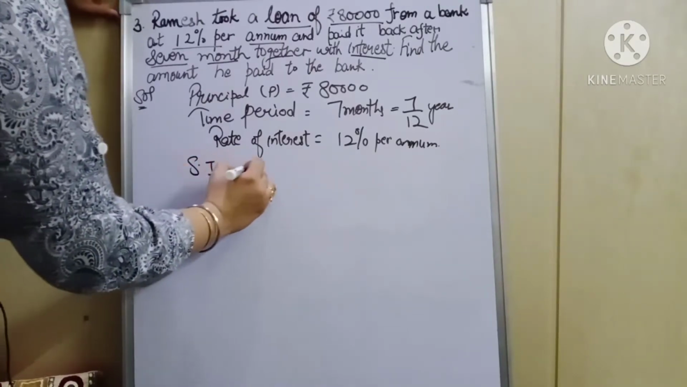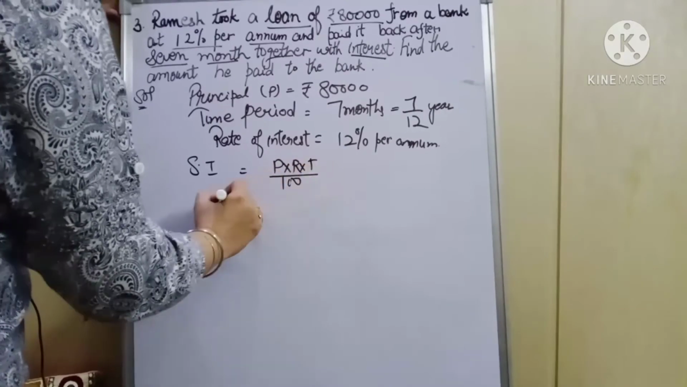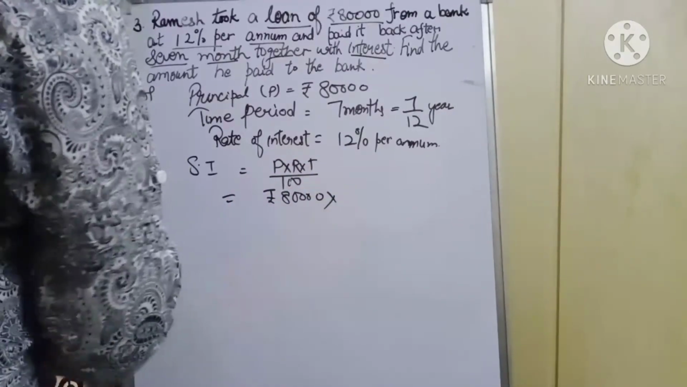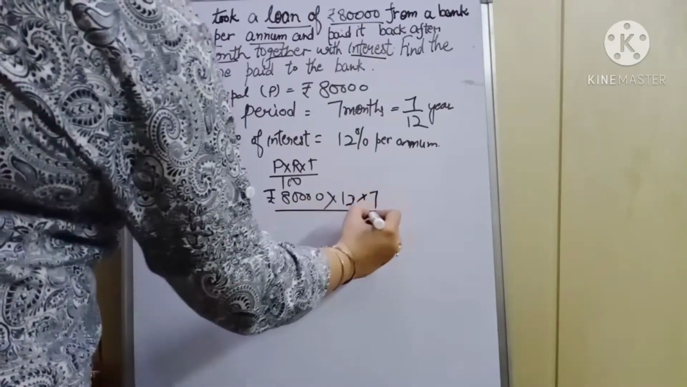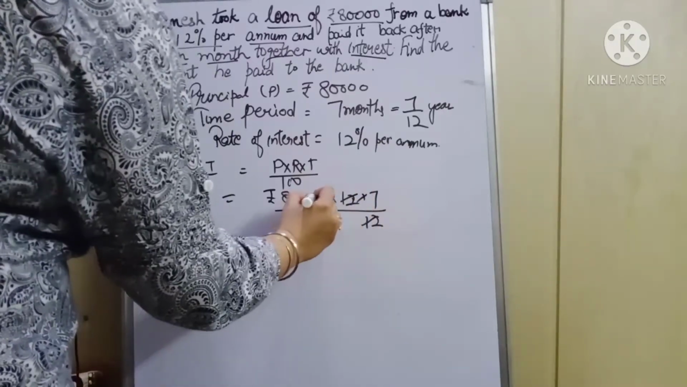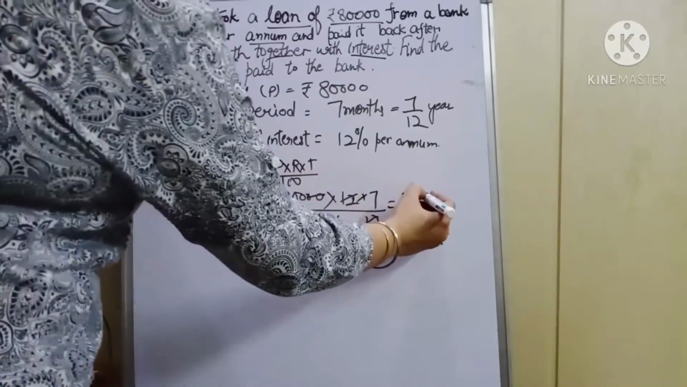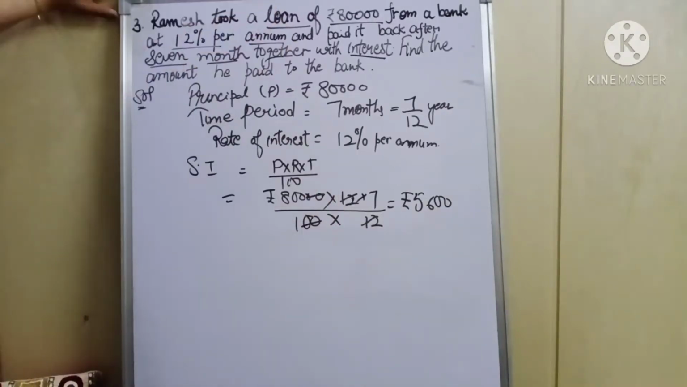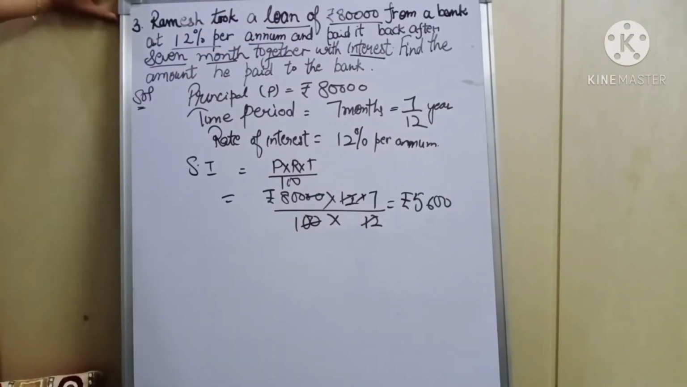Simple interest is equal to P into R into T by 100. Principal rupees 80,000 multiplied by rate 12, time period 7 by 12, upon 100. 12 and 12 cancel, zeros and zeros cancel. 7 8s are 56 and 100s... rupees 5,600. This was the simple interest. What do we have to calculate?